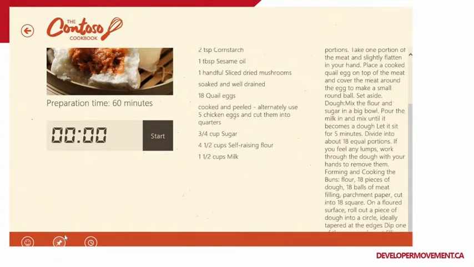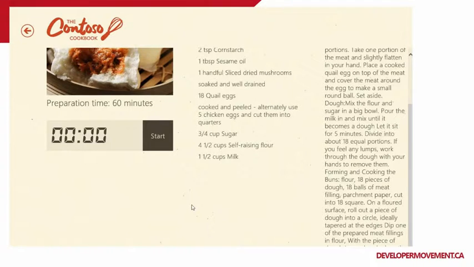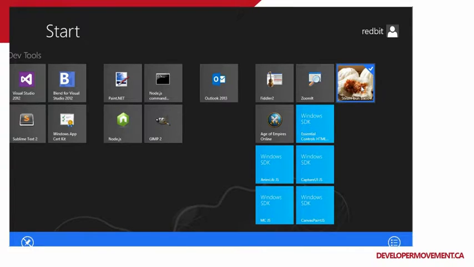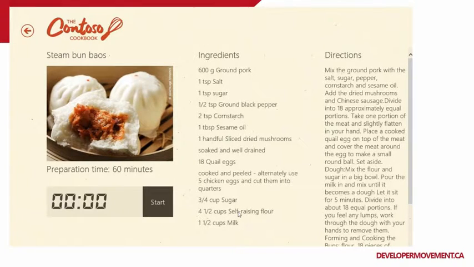So now what I could also do is I could pin this recipe. So we could pin it to the start screen. And you see here at the end we have it pinned, and we are good to go. So that's how we pin, and then we could go straight into that recipe if we've pinned it. So that is essentially Toast notifications.